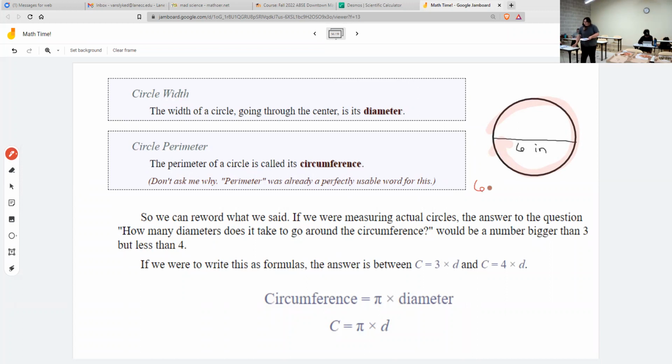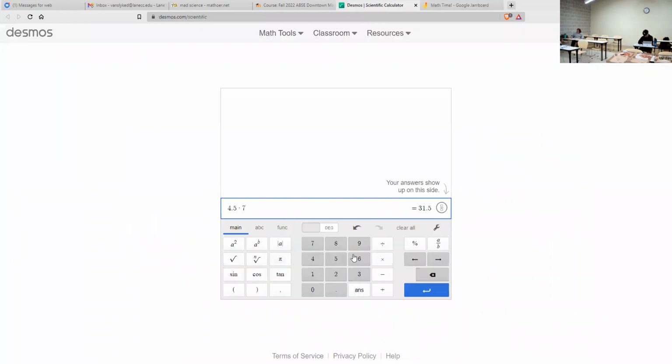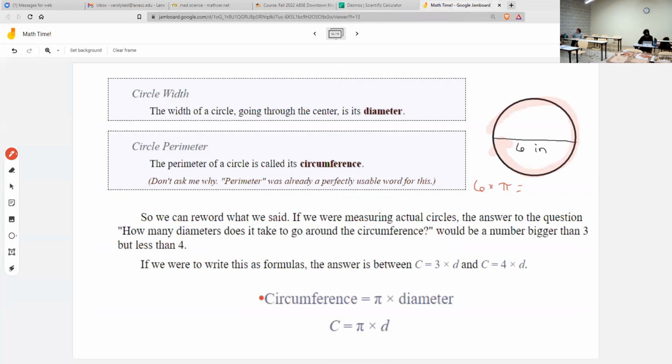So 6 times pi. We go to our calculator. 6 times pi is about 18.8. And I should use my squigglies equal sign. That means I'm rounding. And we are in inches.